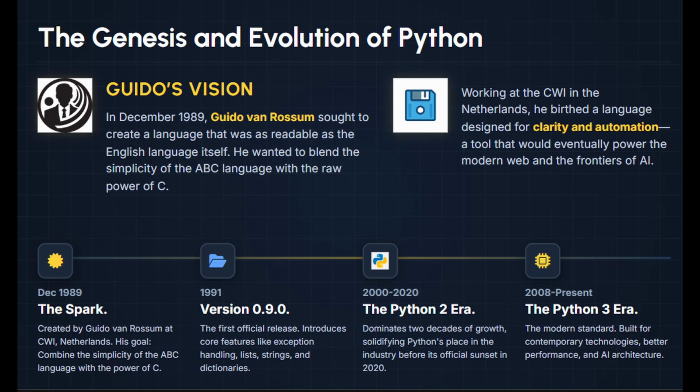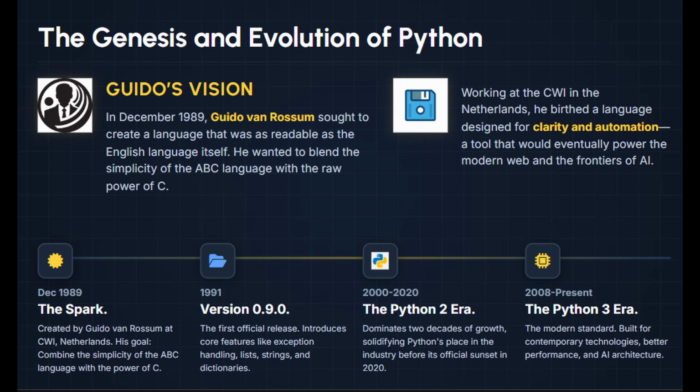You know, to truly understand a programming language, you kind of have to look at its history. Python was actually born back in December of 1989 at the Centrum Wiskunde en Informatica over in the Netherlands. Its creator, a man named Guido van Rossum, had a very specific vision. He wanted a language that was incredibly easy to read and write, but still highly capable. So in 1991, the very first official version, 0.9.0, was released to the world, and it immediately caught people's attention because of its clear syntax and built-in flexibility.